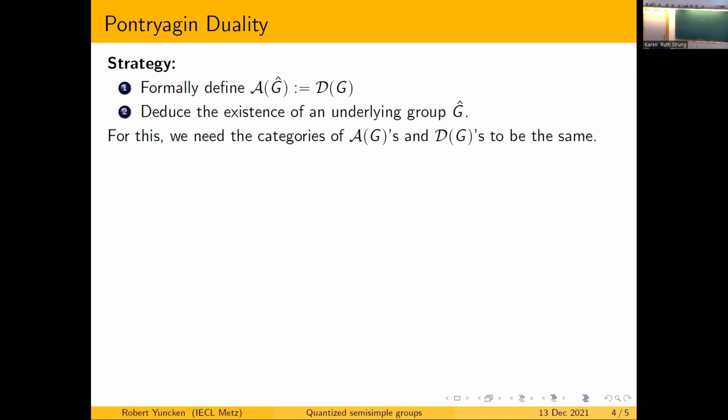But then I want to deduce the existence of some underlying group G hat, perhaps by Gelfand's theorem about spectra of abelian C-star algebras, for instance. Deduce that there exists some topological space G hat underlying this algebra A of G hat, and then show that that exhibits itself a group law, and then I get my Poincare dual group. Okay, but in order for this to make sense, I need that the category of my AGs and my DGs are the same, so that I have a reasonable chance of finding a group G hat whose AG hat is equal to my D of G.